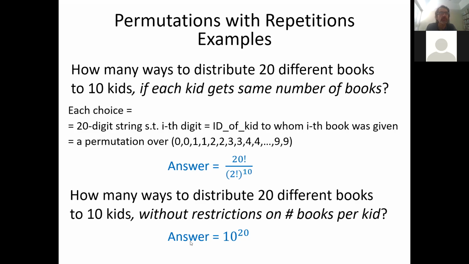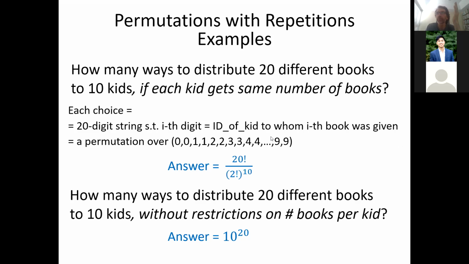Professor? Yeah. For this last problem, because you only have 20 books, wouldn't it just be a permutation of 20? For the last one, instead of 10 to the 20? No, that's why not, right?